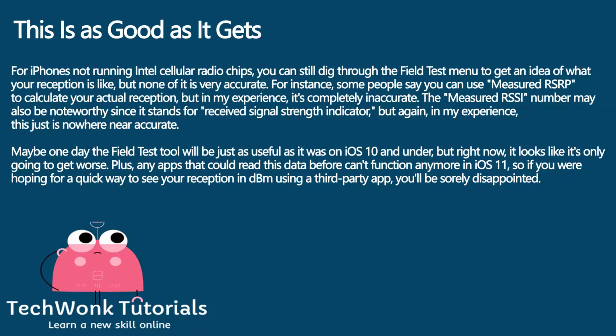For iPhones not running Intel cellular radio chips, you can still dig through the field test menu to get an idea of what your reception is like, but none of it is very accurate. For instance, some people say you can use measured RSRP to calculate your actual reception, but in my experience, it's completely inaccurate. The measured RSSI number may also be noteworthy since it stands for Received Signal Strength Indicator, but again, in my experience, this just is nowhere near accurate.